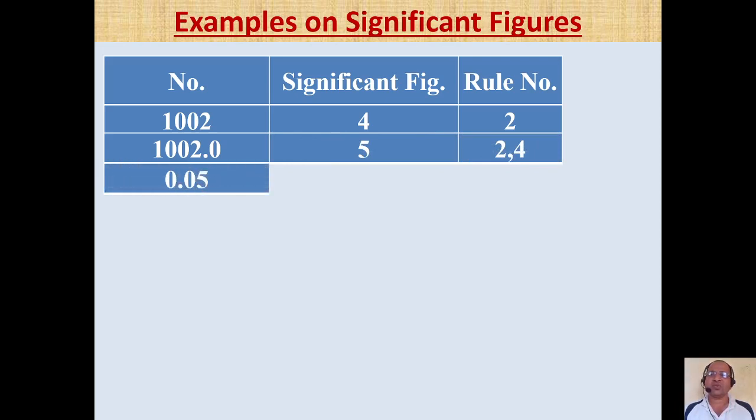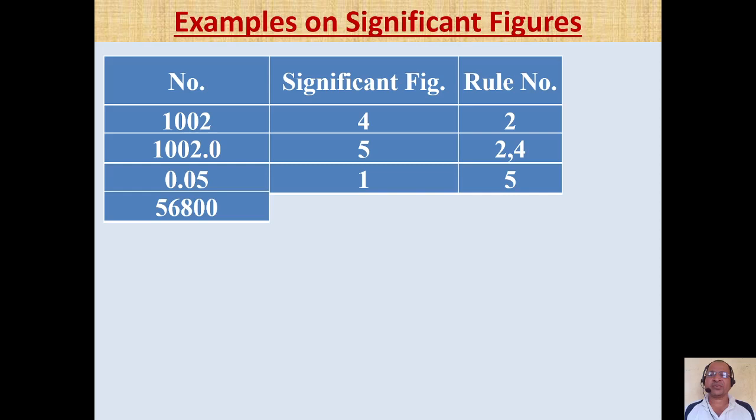Third example 0.05. So this number is less than 1. So in such case, the zeros before the first non-zero digit, that is 5, these are not significant. So the only significant digit is 5. So this has only 1 significant figure, and we have applied rule number 5 here.